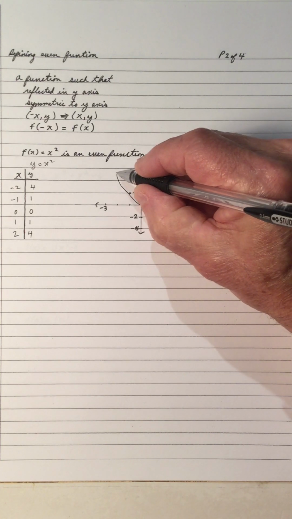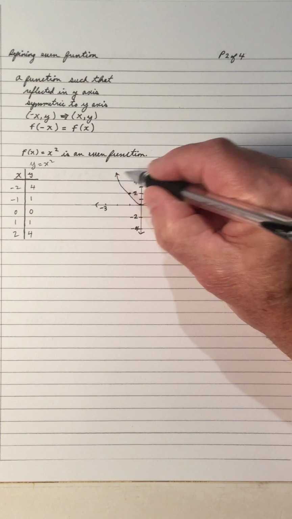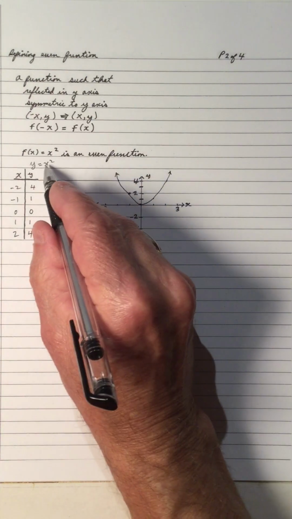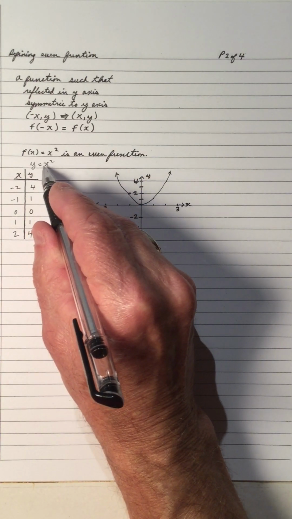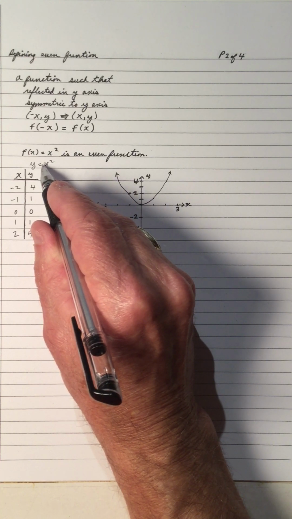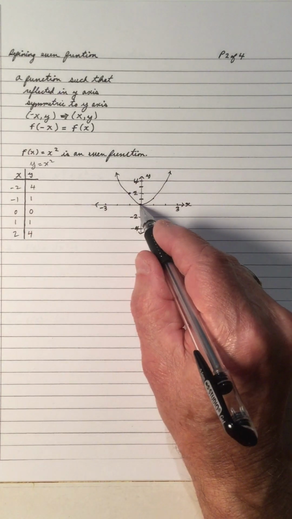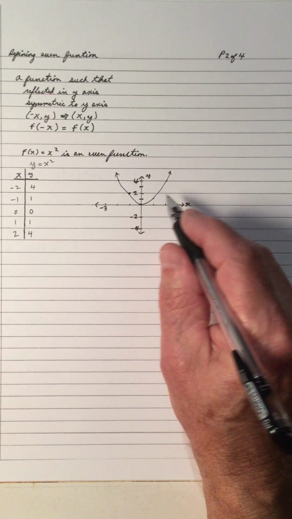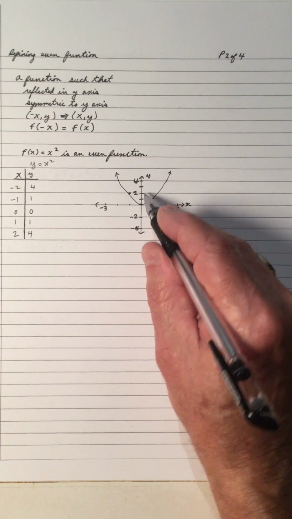So there's the parabola. It's a U shape moving upward. And notice that x squared is always positive, so this is opening upward from the vertex of 0, 0. So now you can see that it's symmetrical.